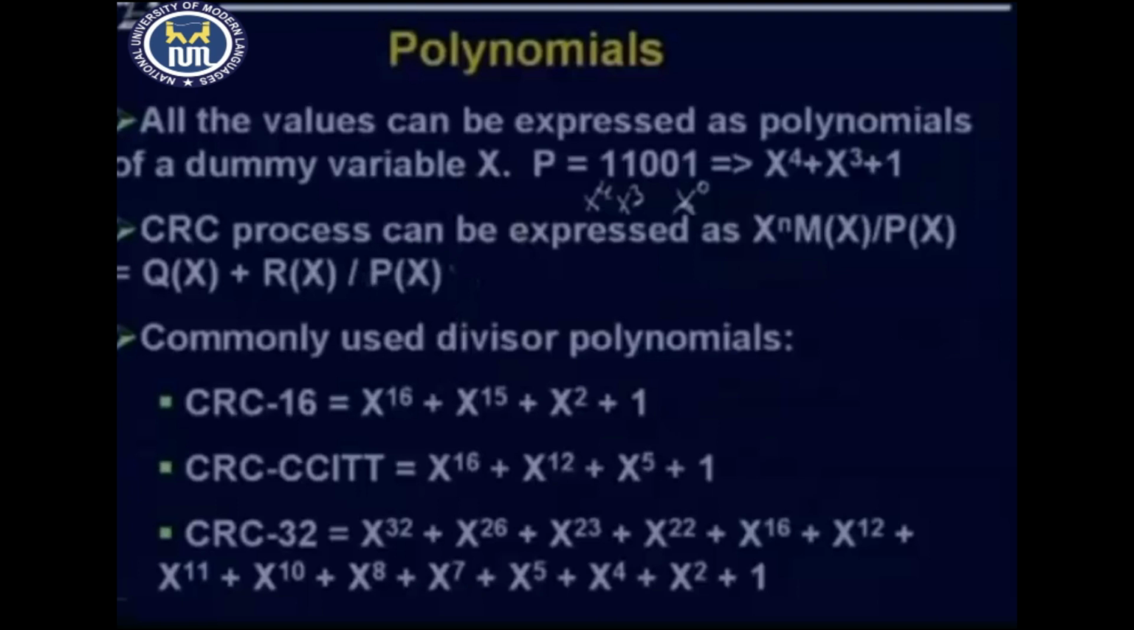The division can be expressed as follows: the message comprises m bits, M(x), which is multiplied by x to the power n, giving m plus n bits. That is then divided by the generator polynomial. As we can see, we get a remainder, and that remainder is used as the CRC check bits. And there are some standard polynomials based on some mathematical properties.